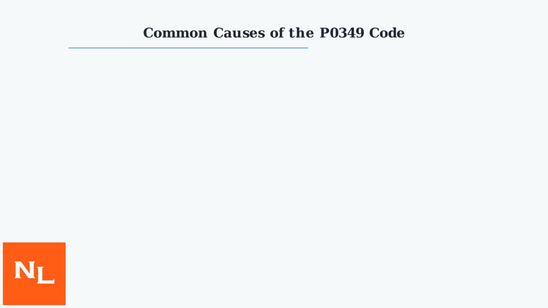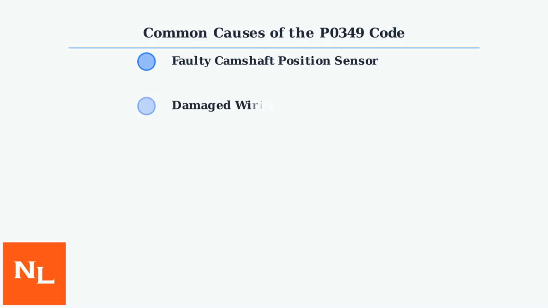The P0349 code has several common causes. The most frequent is a faulty camshaft position sensor, accounting for about 40% of cases. This sensor can fail due to age or damage, disrupting the signal to the engine control unit. Damaged wiring harness is the next most common cause, around 30% of cases. Wiring issues often result from corrosion, chafing, or loose connections that interrupt the sensor's signal.